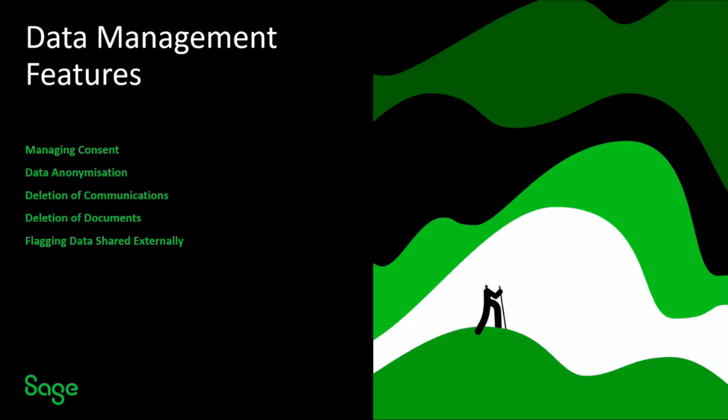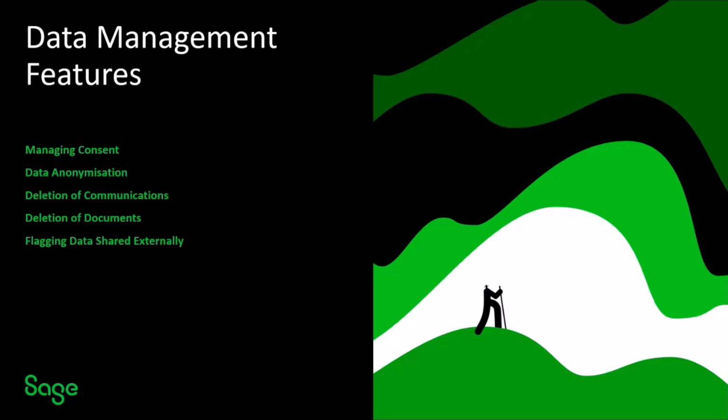And so this is a question of tools being made available, but it is a business's responsibility to manage that data. And we're going to be seeing in the next few lessons how things like the active management of consent, data anonymization, the deletion of communications and documents, and flagging of data shared externally can be used to allow you to manage that customer data and report to customers exactly how data is used.